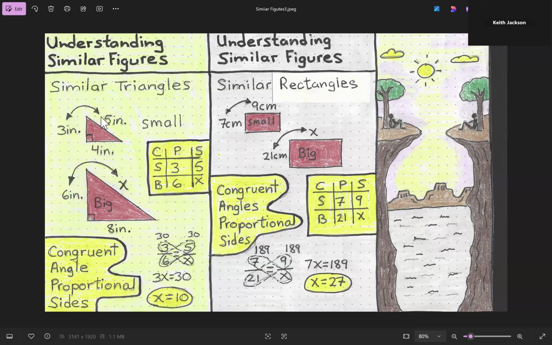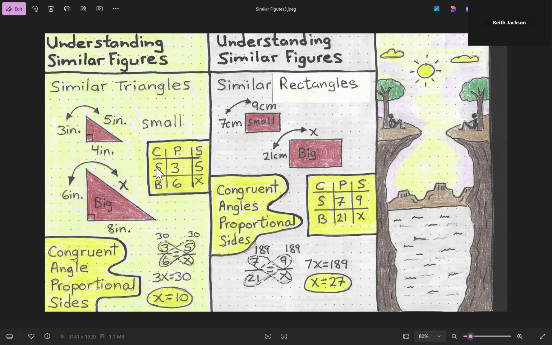I'm just going to use my double arrow right here to have 3 inches and 5 inches for the small triangle. Then I'm going to do exactly the same thing for the big triangle, in which I have 6 inches and X inches, because I'm trying to figure out the length of this hypotenuse for this big triangle, right?